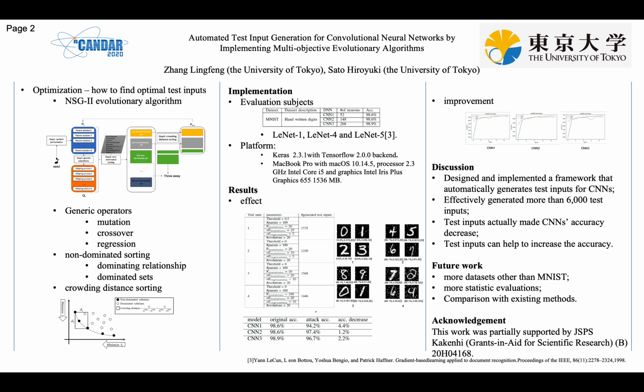The 4 experiments generated more than 6,000 results. On the right-hand side, there are several samples with their corresponding objective values. When we use the generated test inputs to attack the 3 convolutional neural networks, we see that the accuracy decreased by 4.4%, 1.2%, and 2.2%. We also retrained the 3 convolutional neural networks.